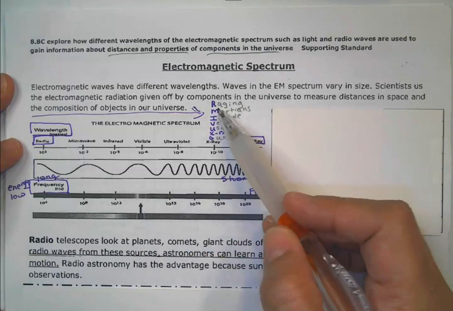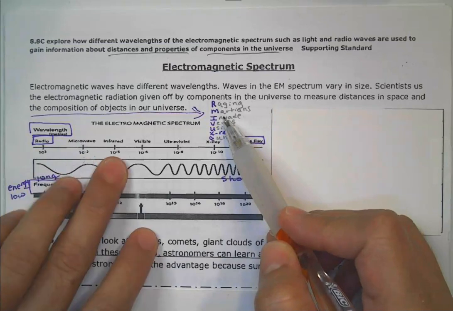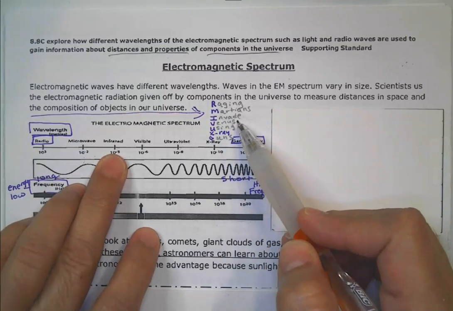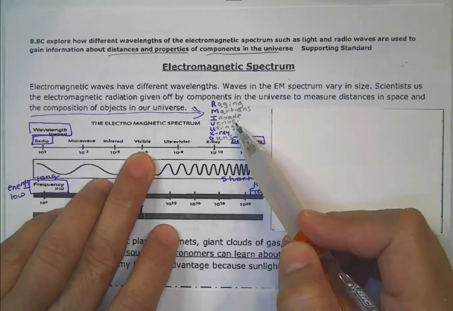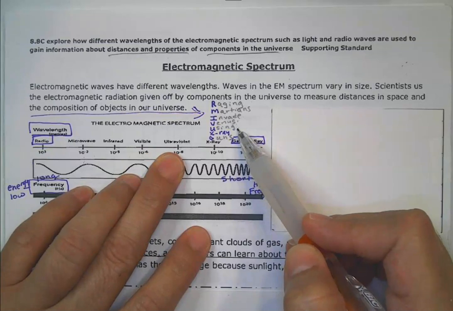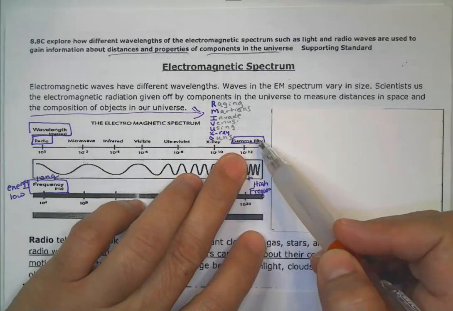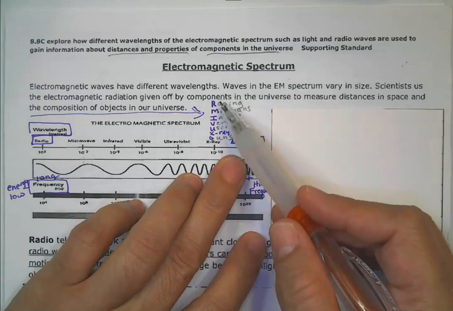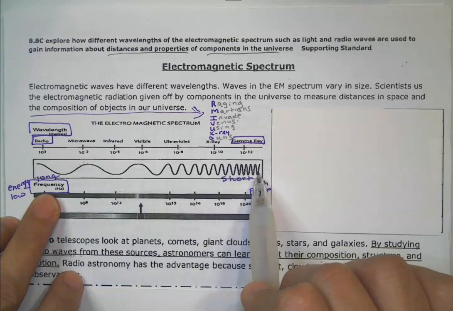Raging is radio, Martians is for microwave, invade is for infrared, Venus for visible light, using for ultraviolet, X-ray stays as X-ray, and guns goes for gamma rays. So this goes from the longest wavelength to the shortest wavelength.